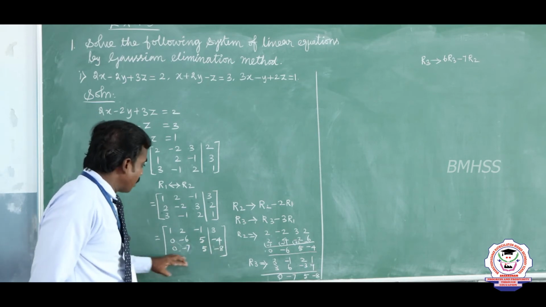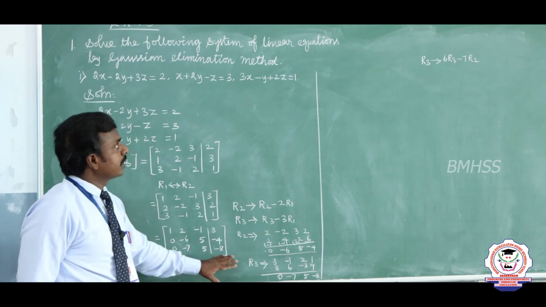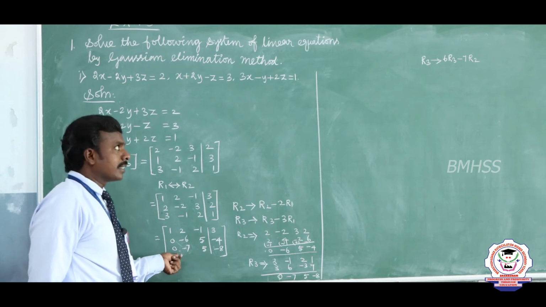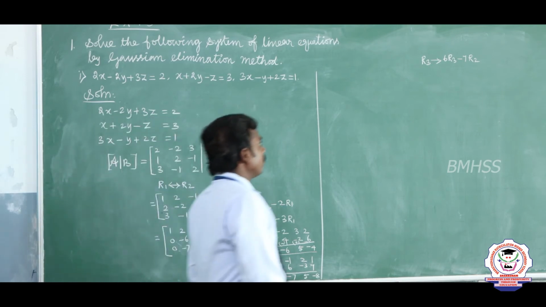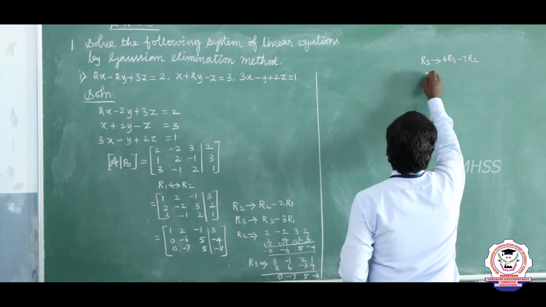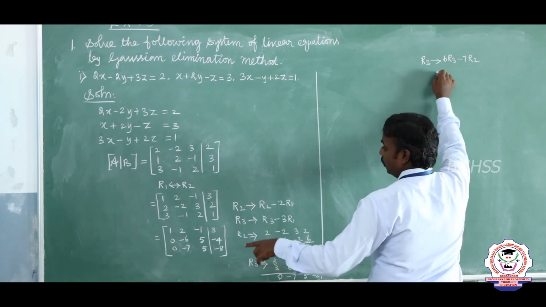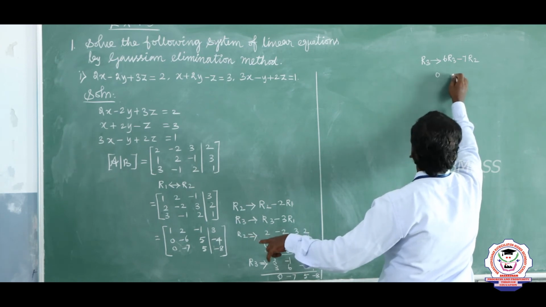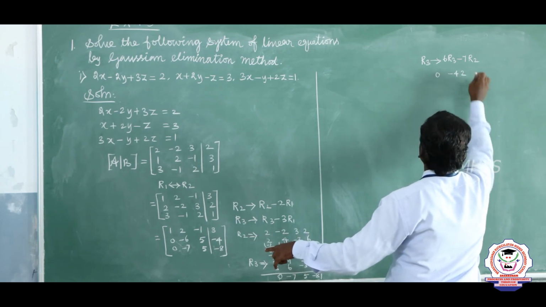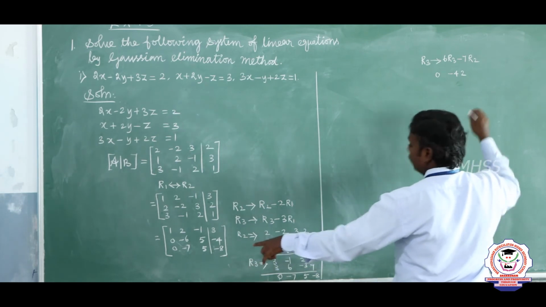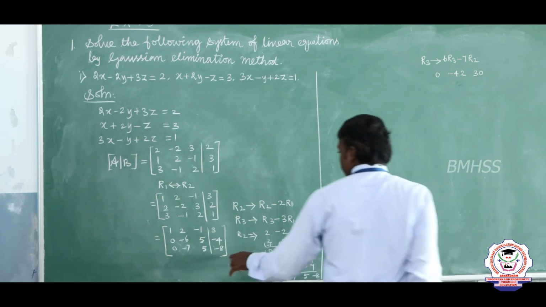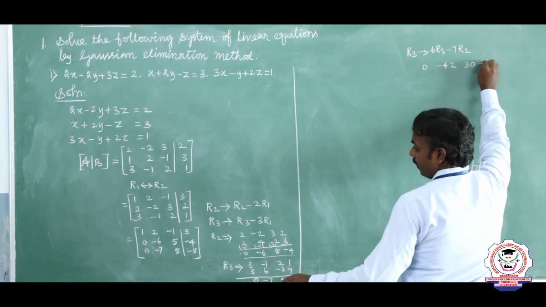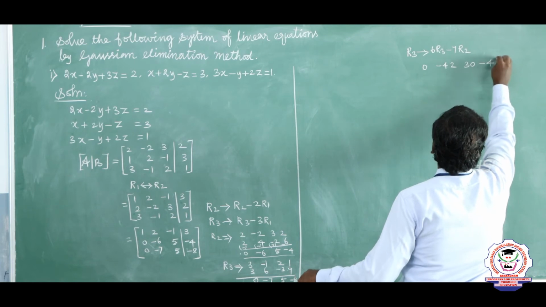First I am going to multiply the third row by 6. So 0 into 6 is 0. Minus 7 times 6 is minus 42, and 5 times 6 is 30, and minus 8 times 6 is minus 48.